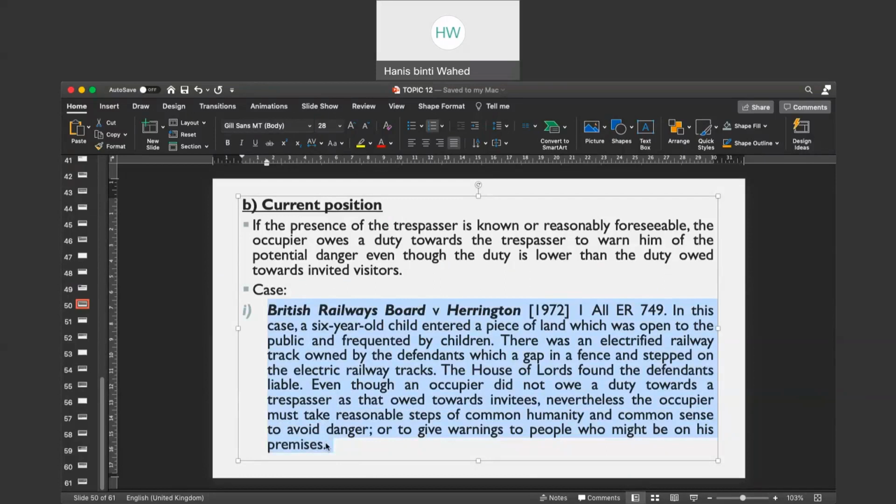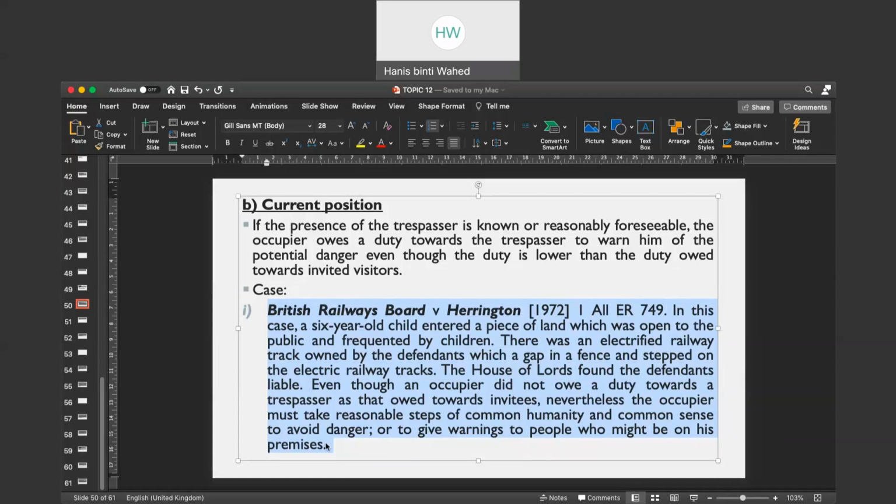So at that time, the court stated that an occupier did not owe a duty of care to a trespasser. But this case is one of the cases where the court started to hold that an occupier does in fact owe a lower duty of care towards a trespasser, yeah. And the duty is to give warning to those trespassers, to the persons who might be on his premise. So in this case, even though the plaintiff was a trespasser, the court held that the defendant was still liable.